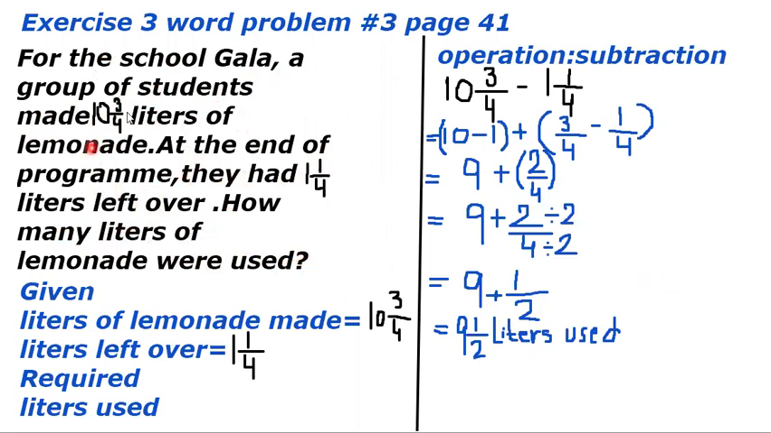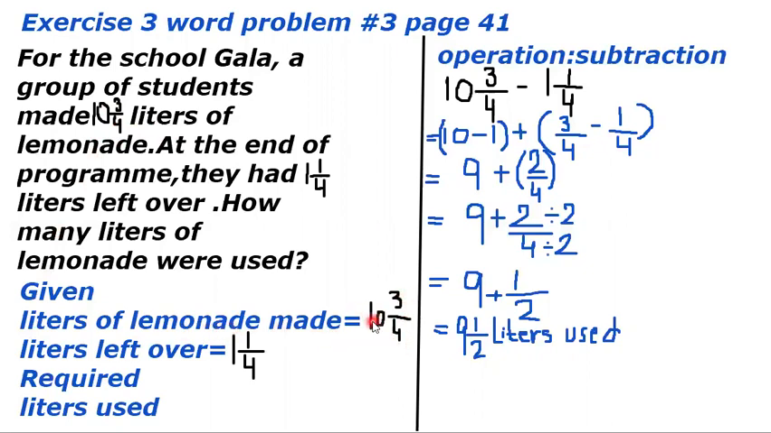Okay, this word problem is about liters of lemonade made and liters of lemonade used and liters of lemonade left over and liters of lemonade used. Okay, given. In the given, we will write liters of lemonade made. From the question, we know that the students of a school, in a school gala, made 10 whole 3 upon 4 liters of lemonade. Liters of lemonade made equals 10 whole 3 upon 4.